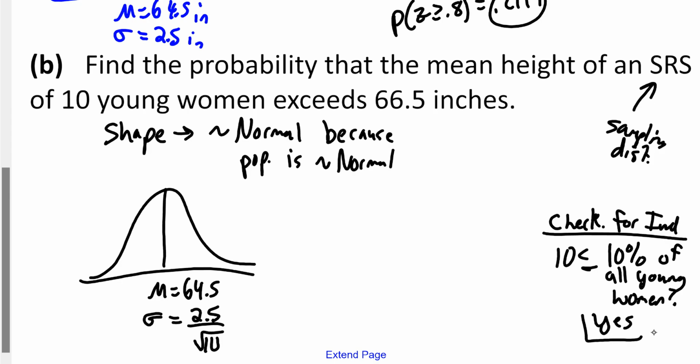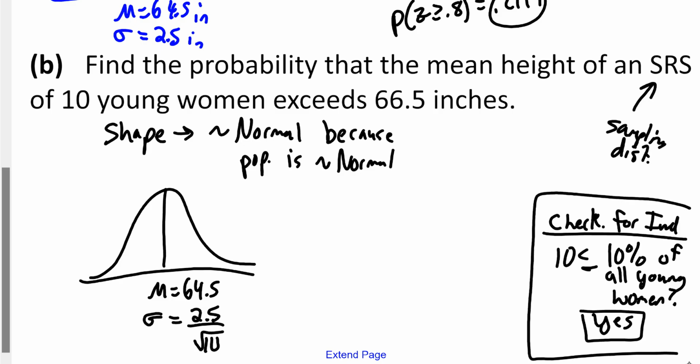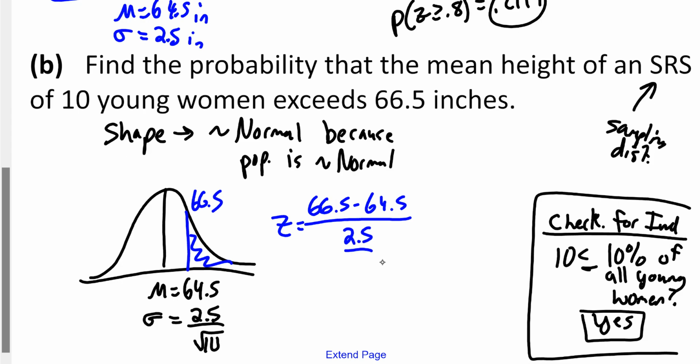Yes, there's a lot of young women out there. There's more than 100, so we still need to state that. We still need to check that. Now we can go on and actually use that. So Z would be again, we're using 66.5 minus 64.5 divided by 2.5 over the square root of 10.